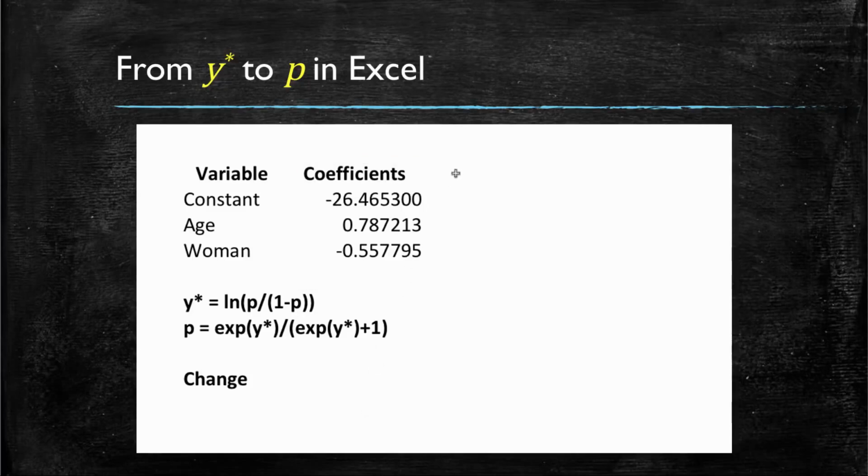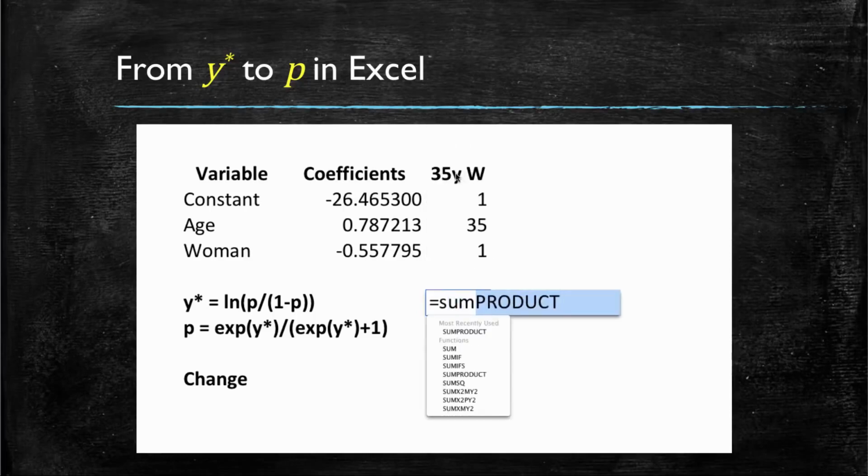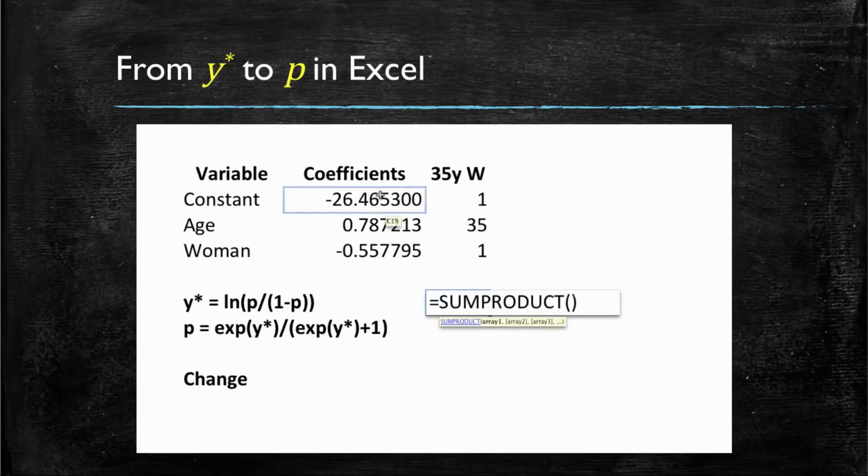So let's estimate the likelihood of a 35-year-old woman subscribing to the magazine. We're going to be multiplying the constant term by 1. We multiply the age coefficient by 35. And in this case, we multiply the woman coefficient by a 1, because that's the value for a dummy variable. Once again, to find the y star, we're going to multiply the coefficients by the covariates, the independent variables, the 1, the 35, and the 1. And this is the value we find for y star.